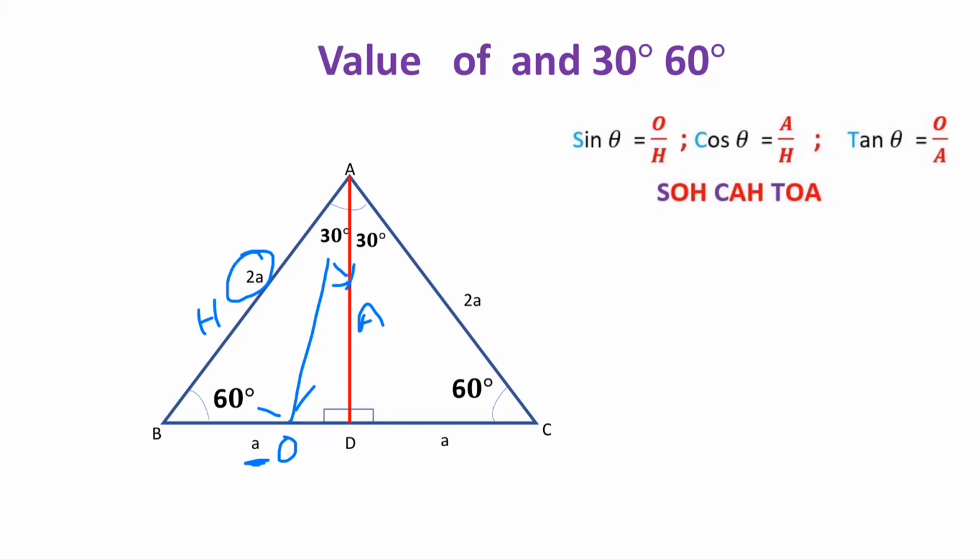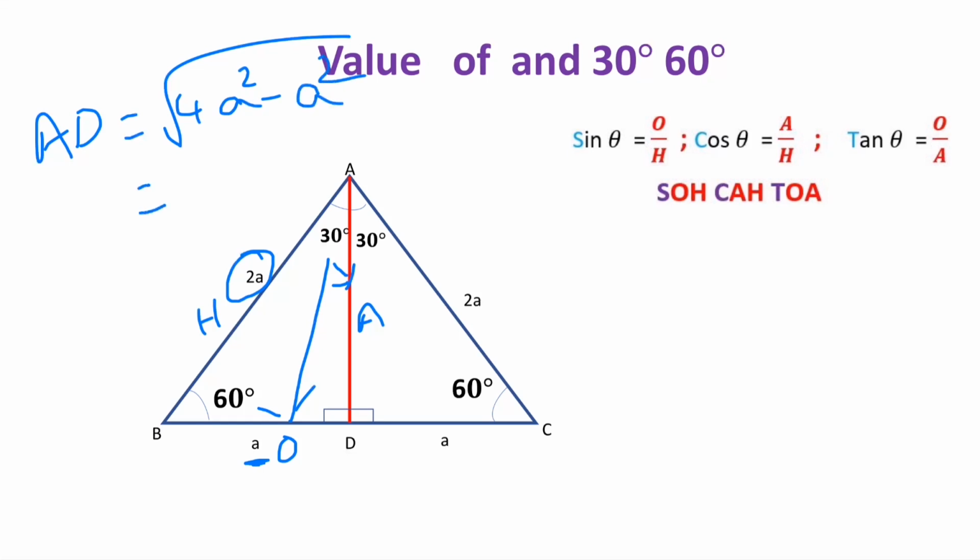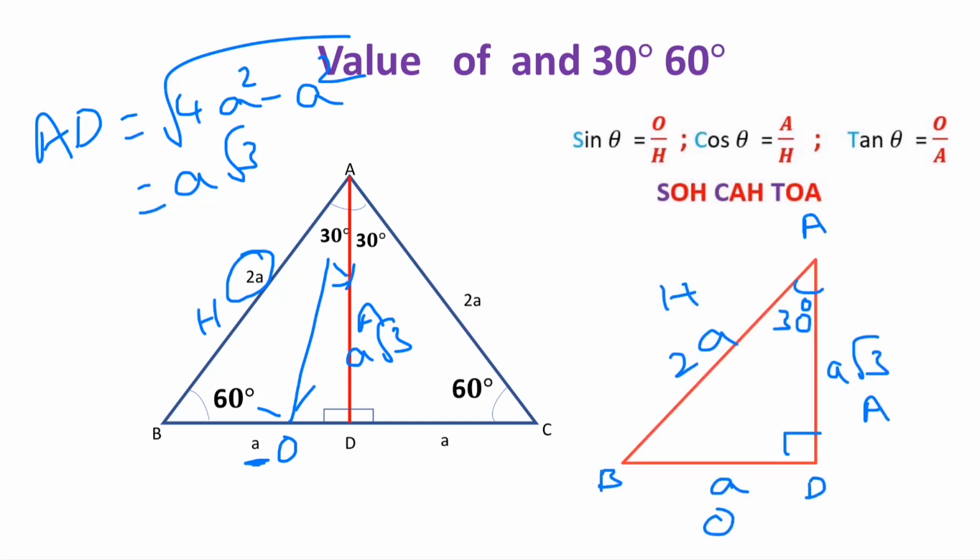We need to find AD. AD will be the square root of 2A whole square, which is 4A square, minus BD square, which is A square. So 3 into A square, we can write it as A root 3. So AD is A root 3. ABD is a right angle triangle, so the hypotenuse is 2A, the opposite side is A, and the adjacent side is A root 3 for this angle 30 degrees.